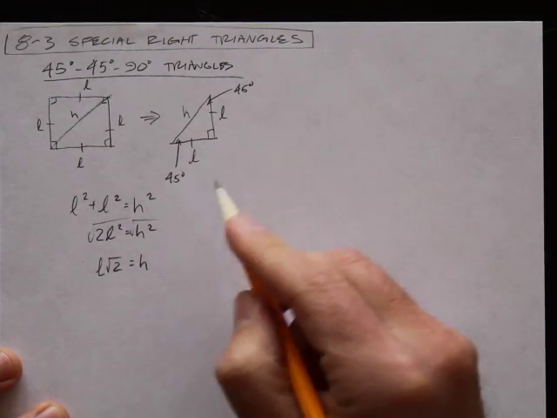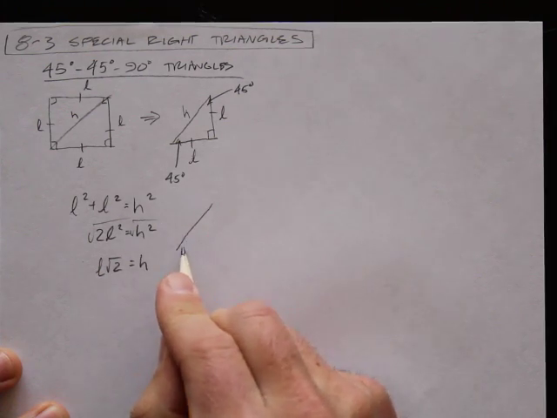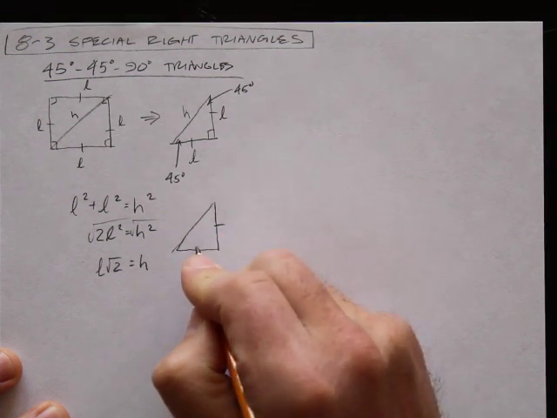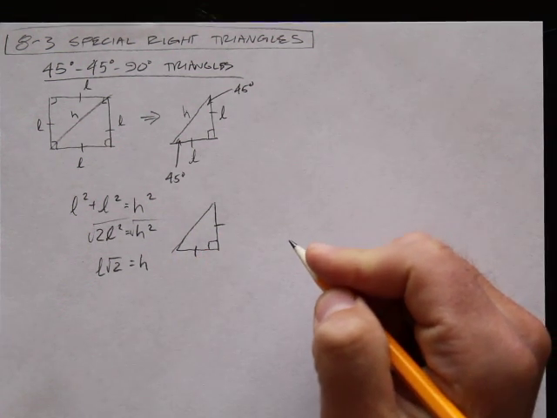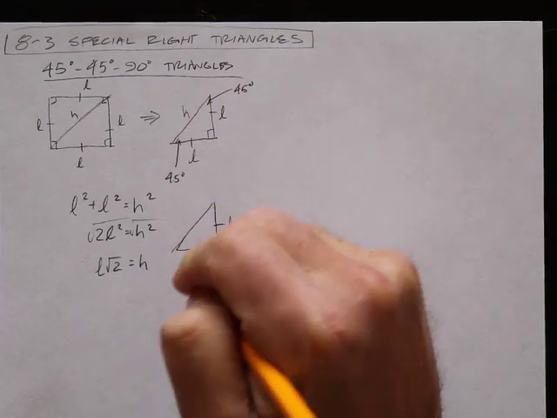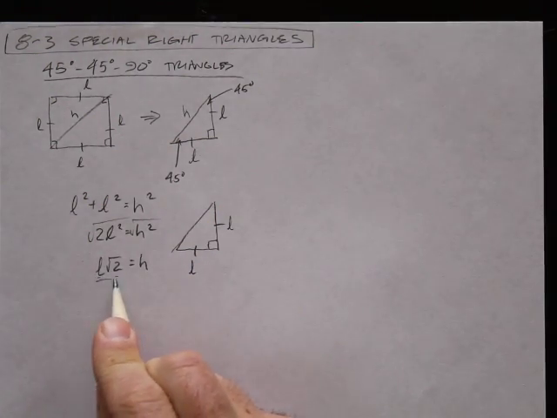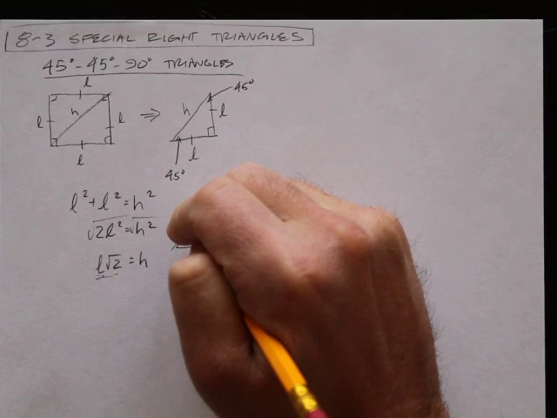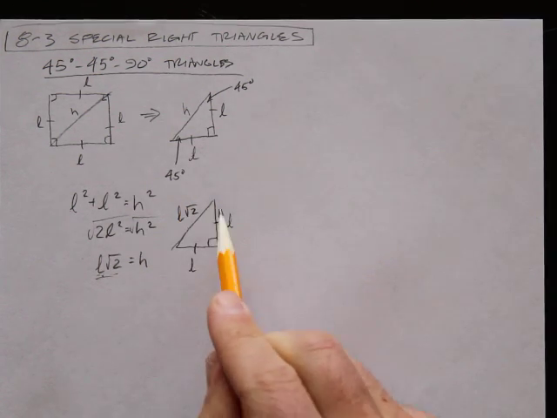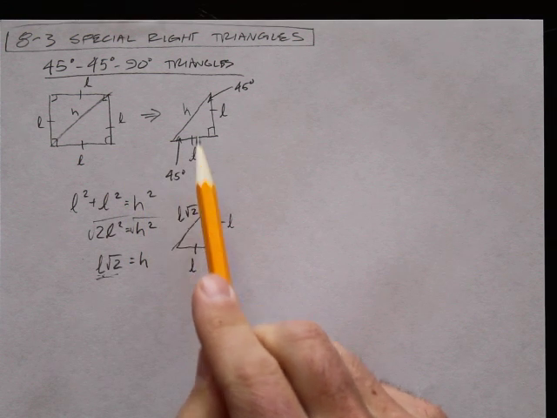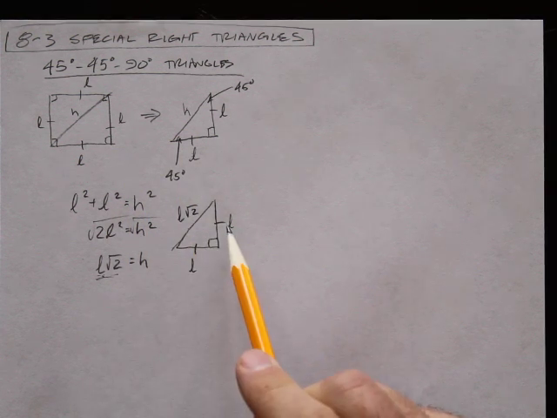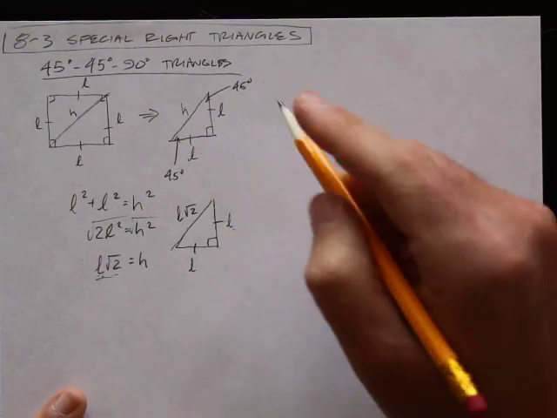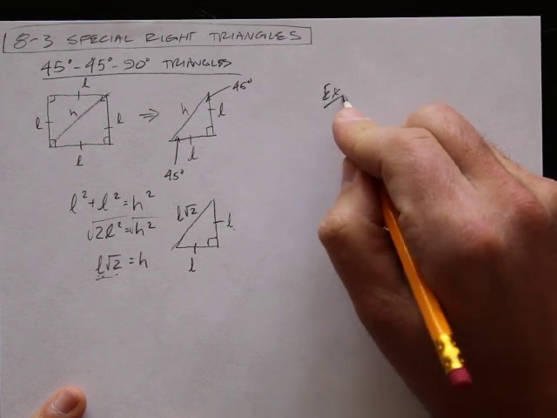So if we wanted to rewrite this triangle with just one variable, so these sides are congruent, we've got a 90-degree angle here, this is L, and this hypotenuse here is L times the square root of 2. And so now we have this special triangle 45, 45, 90 in terms of just one variable, in terms of the side length. So let's look at some examples of what we can do with this information.